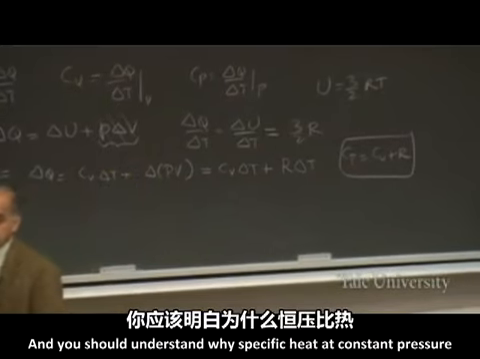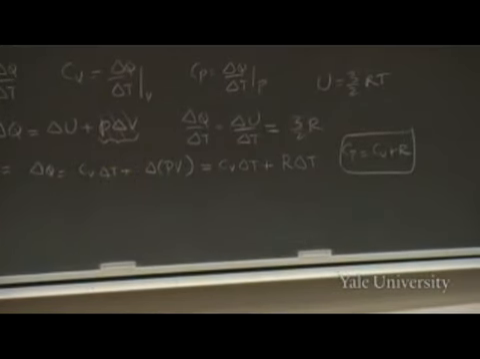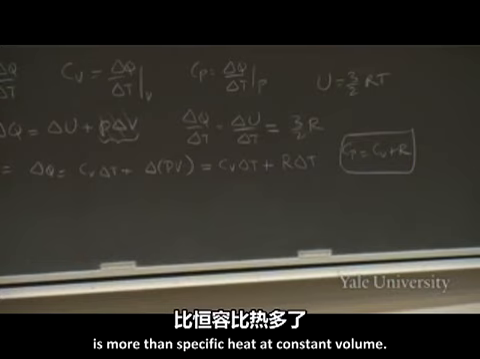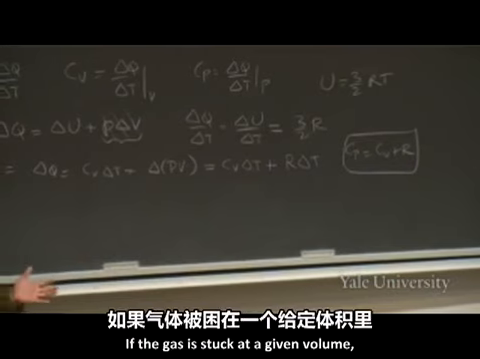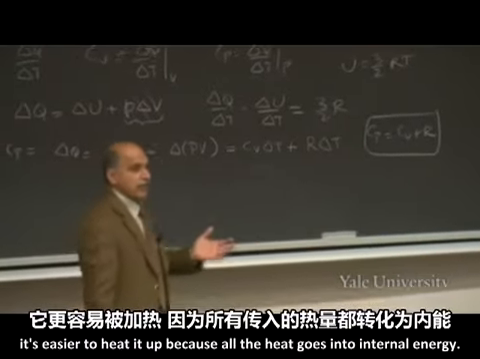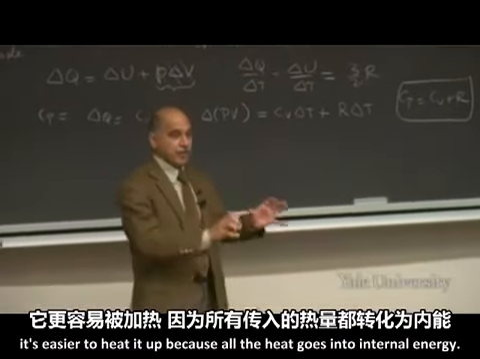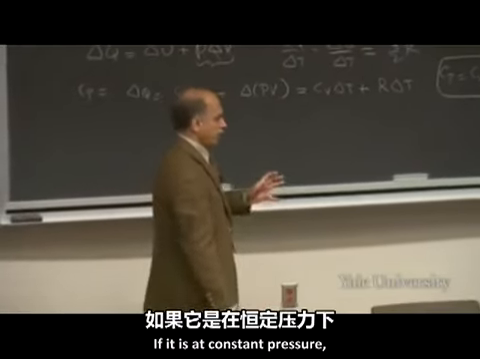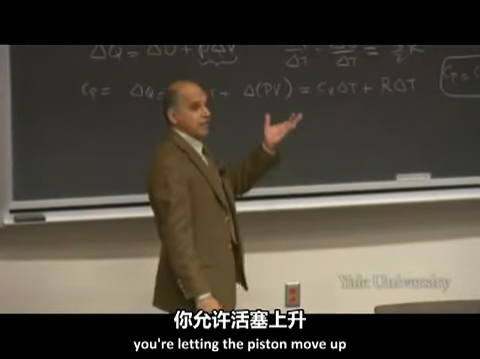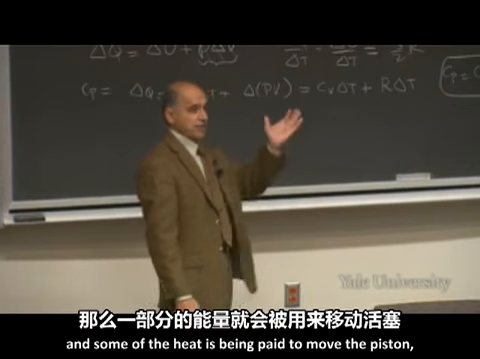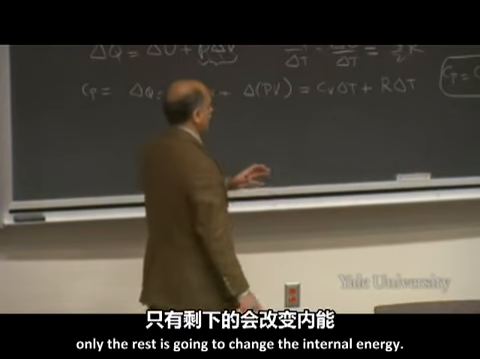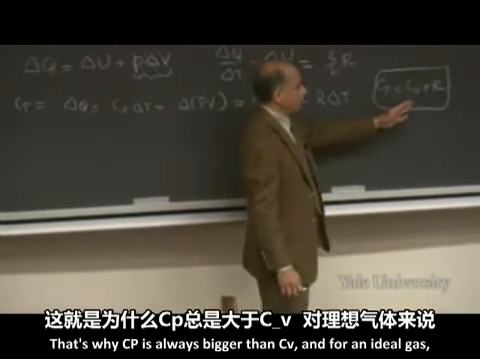And you should understand why specific heat at constant pressure is more than specific heat at constant volume. Think about that. If the gas is stuck at a given volume, it's easier to heat it up because all the heat goes into internal energy. If it's at constant pressure, you're letting the piston move up, and some of the heat is being paid to move the piston, only the rest is going to change the internal energy. That's why Cp is always bigger than Cv.